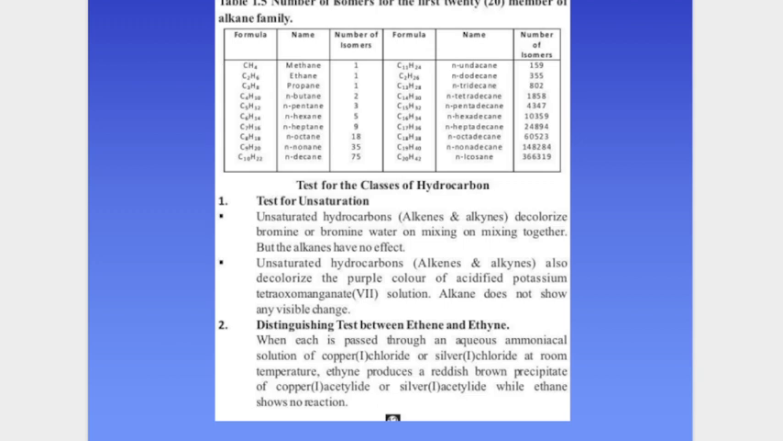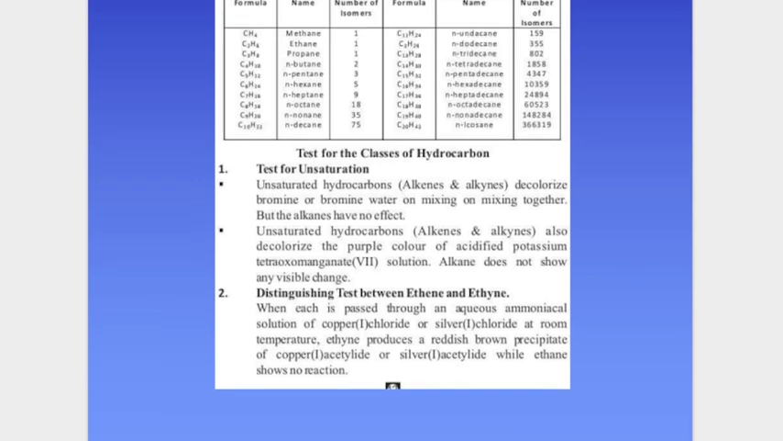Basically, that's what happens. Now, the next one is that unsaturated hydrocarbons also decolorize the purple color of acidified potassium tetraoxomanganate(VII). So once you are dealing with an alkene or an alkyne and you introduce it to bromine water or to purple acidified potassium permanganate, the implication is that it is going to decolorize it. But if you introduce an alkane, there will be no reaction. So that's that basically to test for unsaturation.